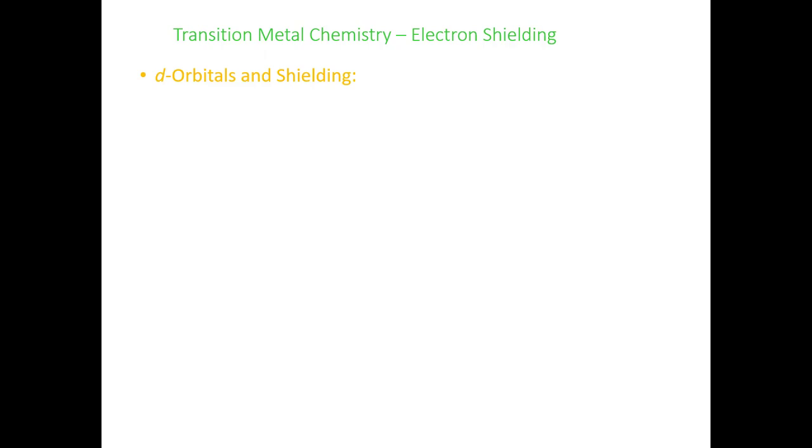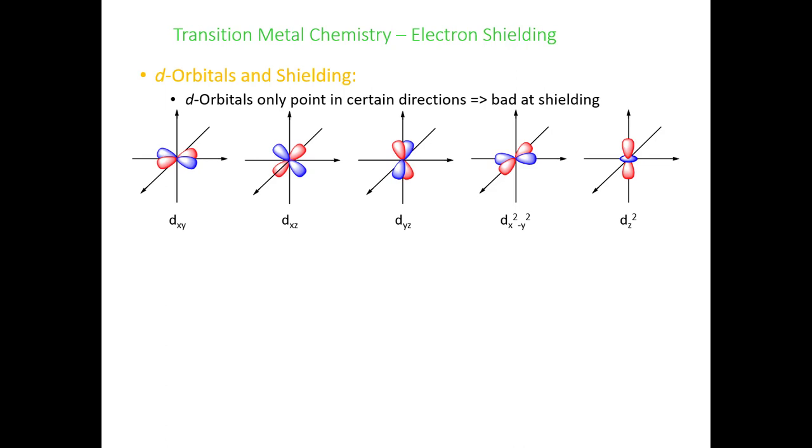In some ways, d and p orbitals are very similar in that d orbitals are also bad at shielding because they only point in certain directions, and they don't get in between each other and the nucleus. D orbitals are a bit better at shielding each other than p orbitals, but they still aren't very good at it. A consequence of this is that as protons are added to the nucleus and electrons are added to the d orbitals, effective nuclear charge increases.